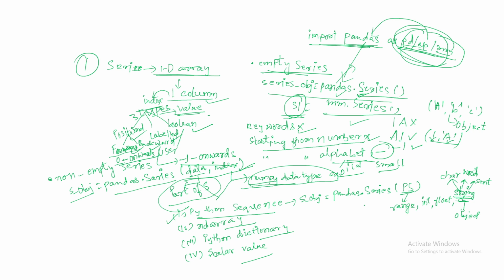Now Python sequence, how can you create the series? Series object equal to pandas.Series(Python sequence). Python sequence, range function, int, float, any digits, any numbers you can write. Even any string object can be written. String data type, what will come? Object. String has 3 types: character, word and sentence. I have explained this in the series programs also, you will check it, all the Python sequence series you will get.